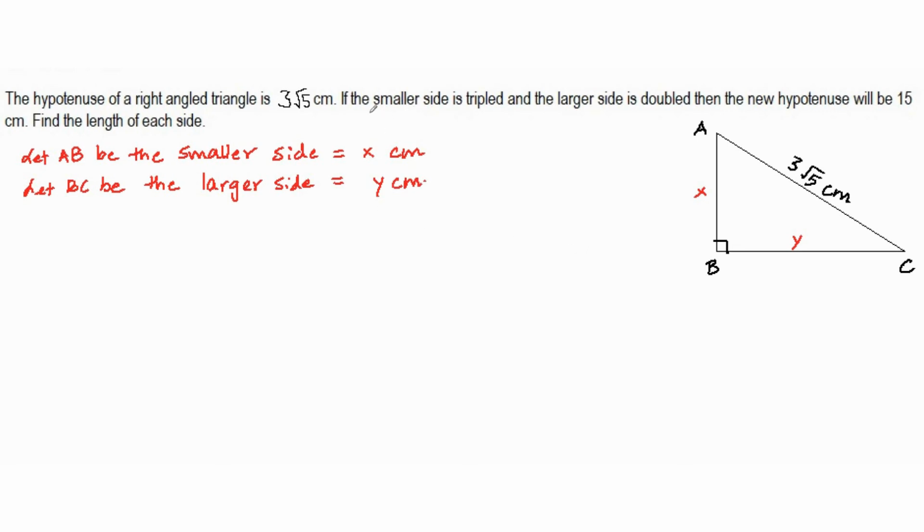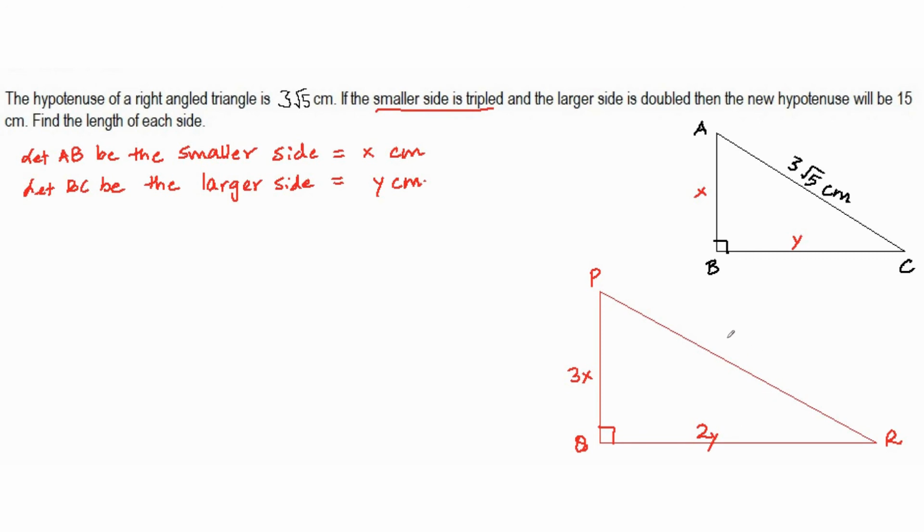Now let's see what is the condition given. If the smaller side is tripled, so smaller side is tripled means now we are enlarging this particular triangle so that the smaller side now becomes 3x, right? So this becomes 3x, this becomes triangle PQR. There is a 90 here. So if the smaller side is tripled and the largest side is doubled, that means the larger side in this triangle is y. So the larger side here is going to be 2y. Then the new hypotenuse will be 15 centimeters long, right? So these are the two triangles.